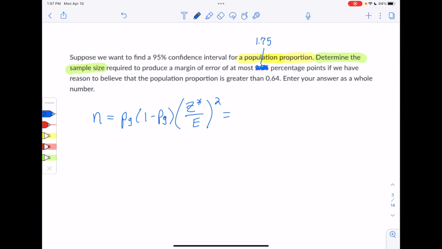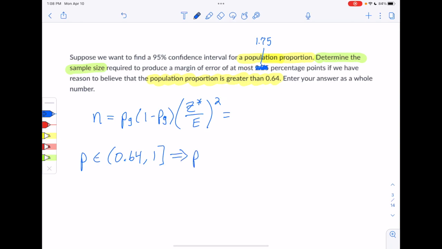First of all, for the guess at p, we're going to use this little bit of information right here that they're giving us. They think that the population proportion P is greater than 0.64. So that means that P would be somewhere between 0.64 and 1. So based on the wording, the 0.64 is not included. The 1 always is as a possibility. So P generally can go somewhere between 0 and 1, but they told us it's greater than 0.64, so that limits us to 0.64 to 1.